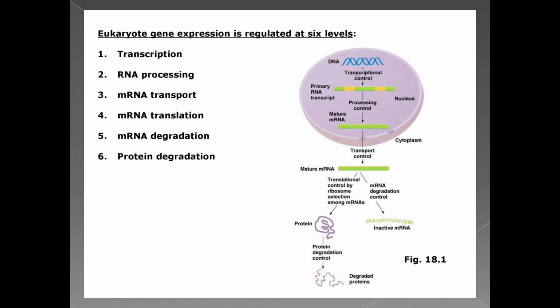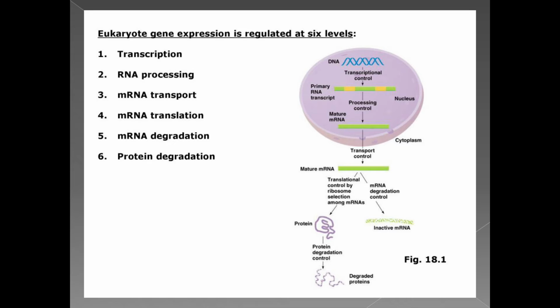Here in this diagram you could see DNA after transcription is taken under transcriptional control, which we saw before. We get our primary RNA transcript. After processing control takes place, the mature mRNA is seen. So mature mRNA is formed in this. This all happens in the nucleus. After it comes out, transport control takes place and mature mRNA is formed.